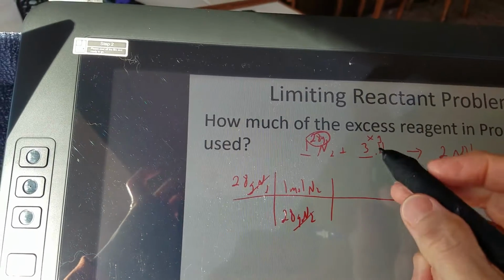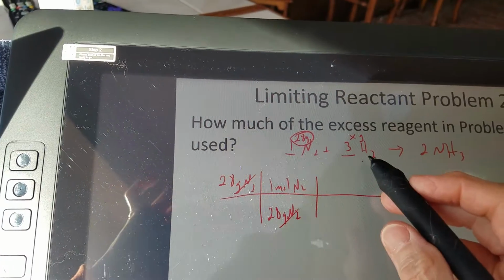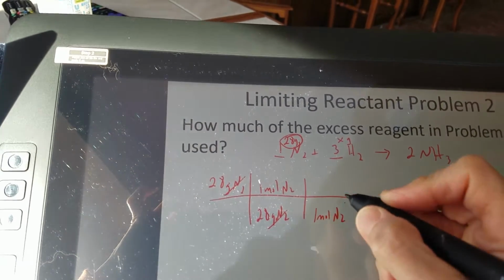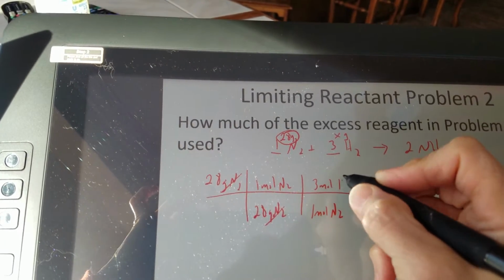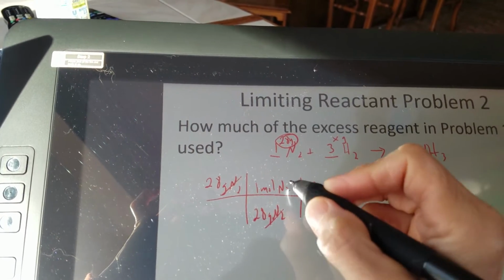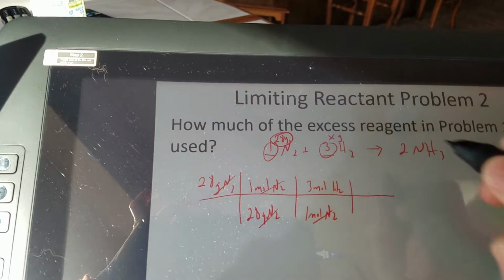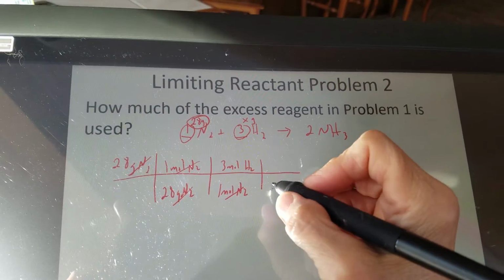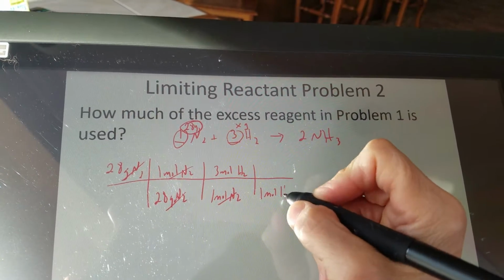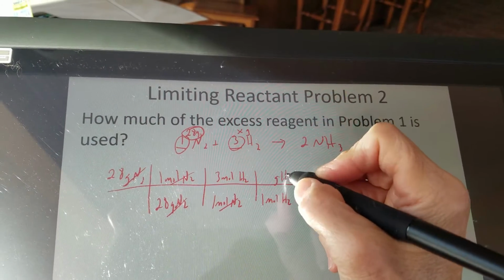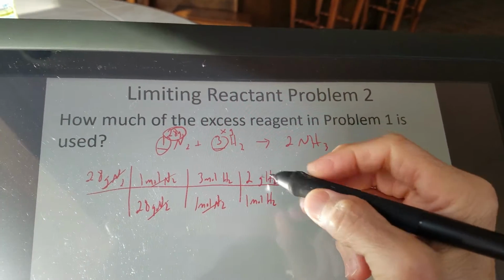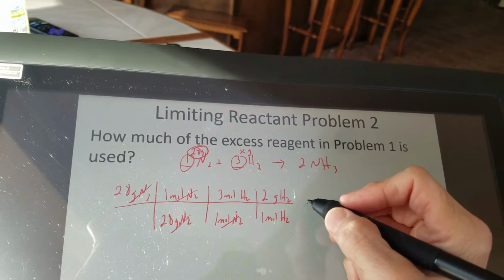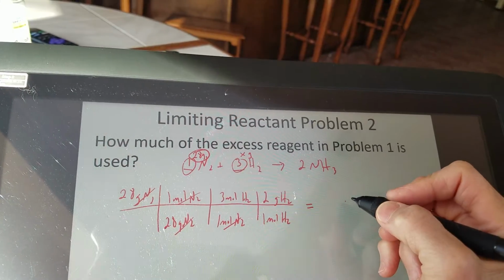Do our mole ratio between the limiting reactant and the excess reactant. So we have 1 mole of nitrogen on the bottom to 3 moles of hydrogen on the top. Again, I'm getting these off of the coefficients from the balanced equation. And then finally, I can take my moles of hydrogen to grams of hydrogen. I know there's 2 grams of hydrogen in 1 mole because each hydrogen is 1 times 2. And then the rest is doing the math.